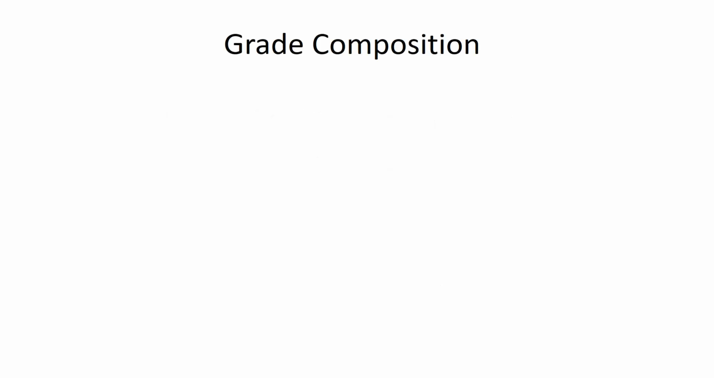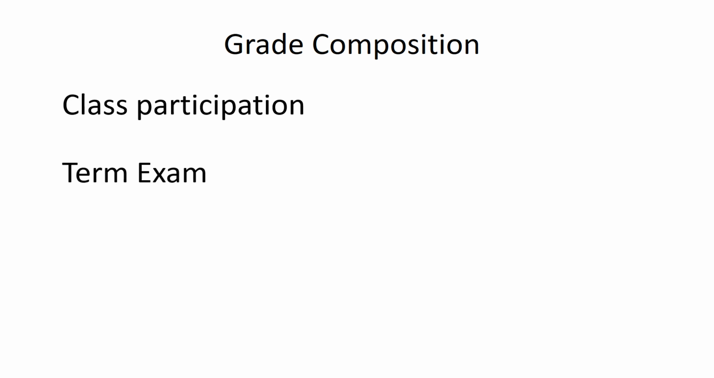For your grade composition, it will be composed of class participation and term examination. The class participation will be equivalent to 2/3 of your grades for the term. On the other hand, the term exam, which is composed of prelims, midterms, or finals, will be 1/3 of your grade, with a total of 100%.